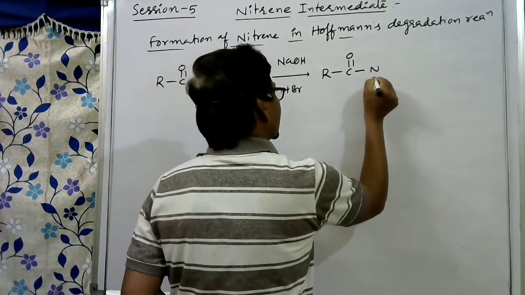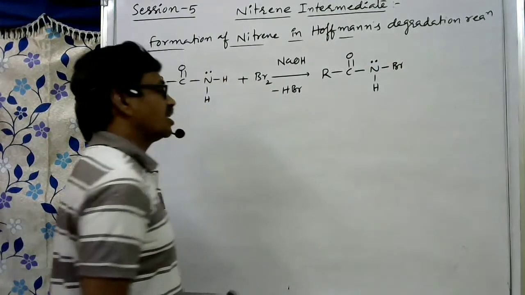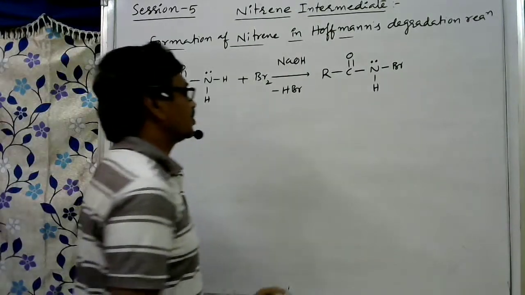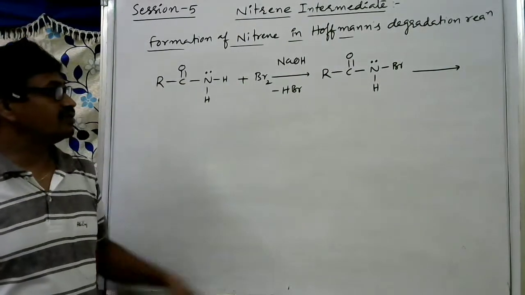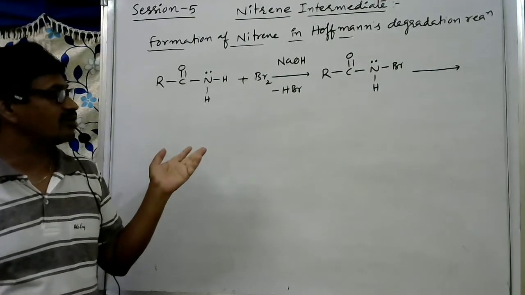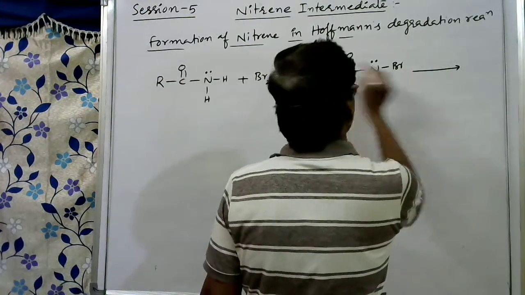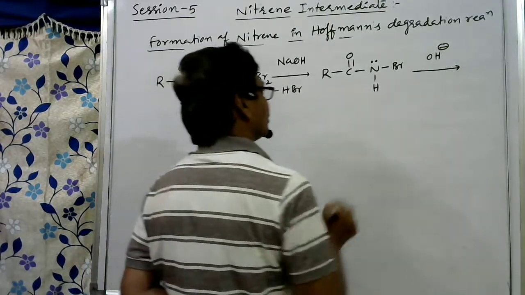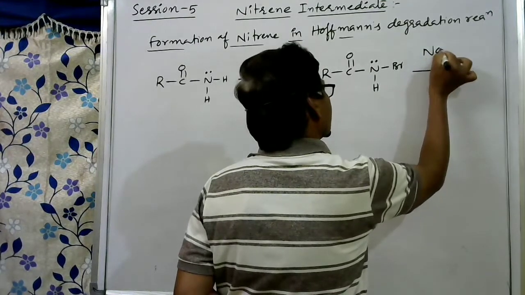Here N, here hydrogen, then a lone pair of electrons, here bromine. This is N-bromoamide. In the next step, in the presence of sodium hydroxide or potassium hydroxide, here from sodium hydroxide I am taking OH minus. And NaOH also we can write directly.